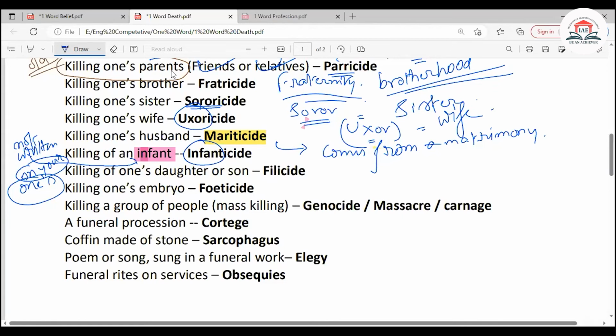Why is once missing? Because we have a different word. Killing of one's daughter or son.